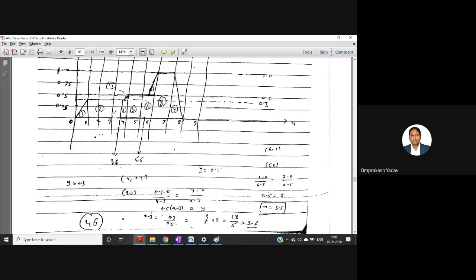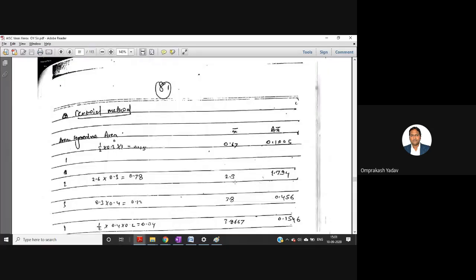It's 1, 2, 2, 2 to 3. 2 units are there, and this is 1. So it should be 2. Why is it 2.3?